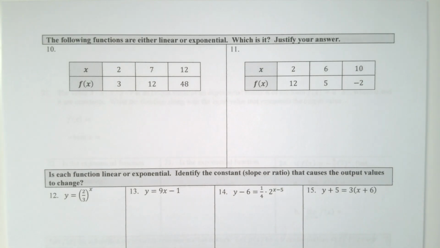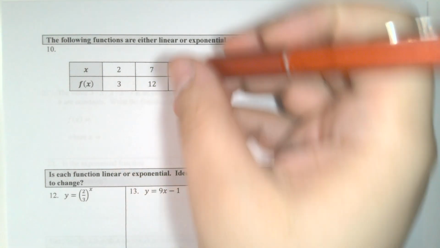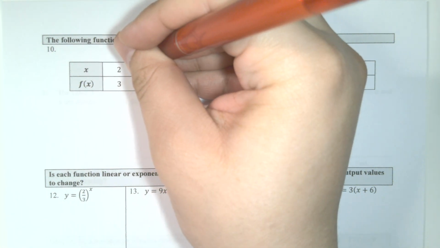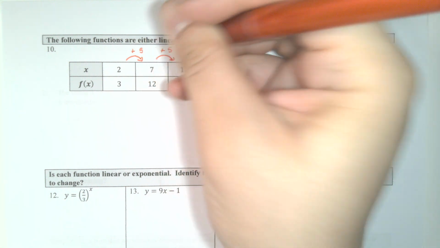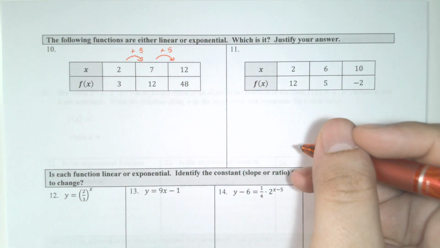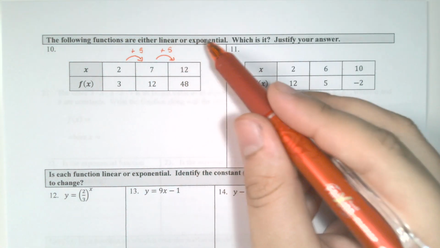Okay. And so for number 10, pretty similar idea here. We're just trying to figure out, is this linear or exponential? Well, let's see how our x values are changing first. We have to make sure that these are consistent. We see that this is going up by 5, and we see that this is going up by 5. And so that's good. So now we can actually check if it's linear or exponential.